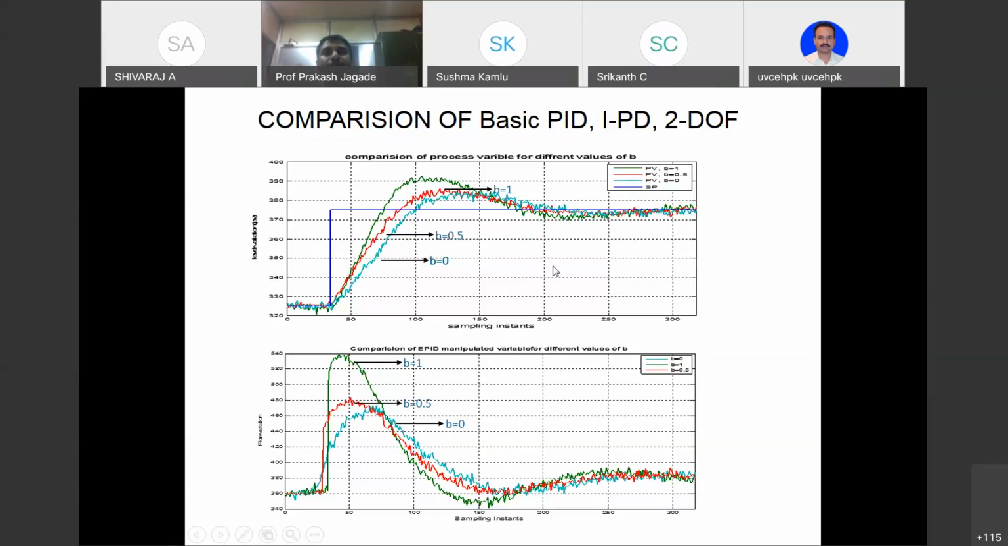So here what we have compared is a conventional PID, which we named as basic PID. IPD is when you set alpha equal to 0 and beta equal to 0, and 2 degrees of freedom PID, because you can set any value for alpha and beta, any value between 0 and 1. As far as alpha and beta, you should not exceed 1. And we have set alpha equal to 0.5, beta equal to 0.5, and we have generated these results.